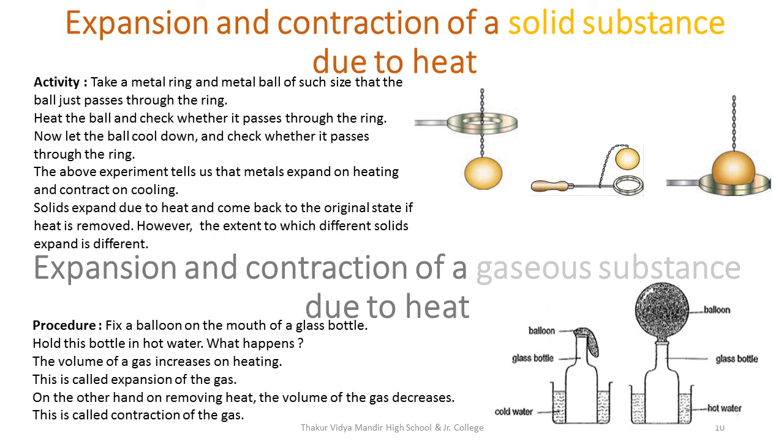Expansion and contraction due to heat takes place in solid substances, liquid substances, and in gaseous substances. We can learn about the expansion or contraction simply by observing the activity. It's quite simple. Take a metal ring and a metal ball of a size that the metal ball passes through the metal ring. Now heat the ball and check whether it passes through the ring. Then cool it down and check whether it passes through the ring.